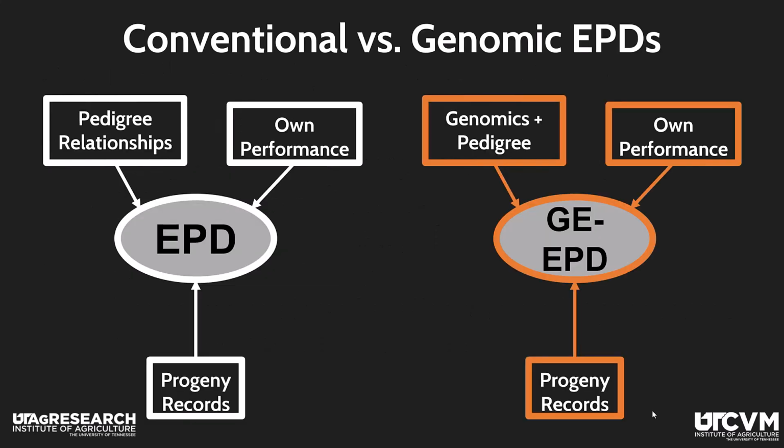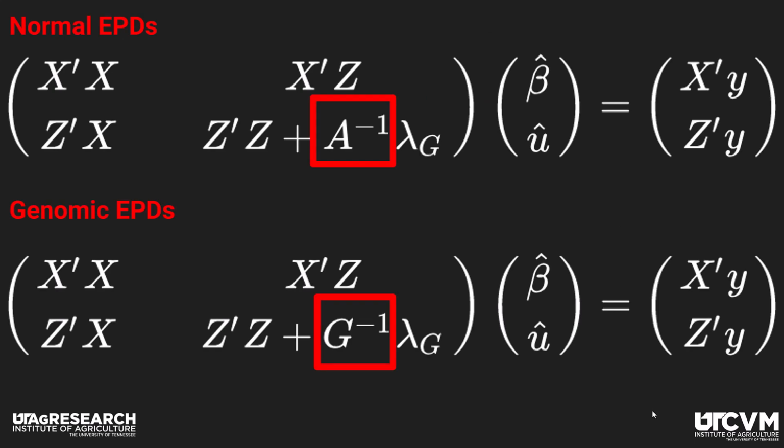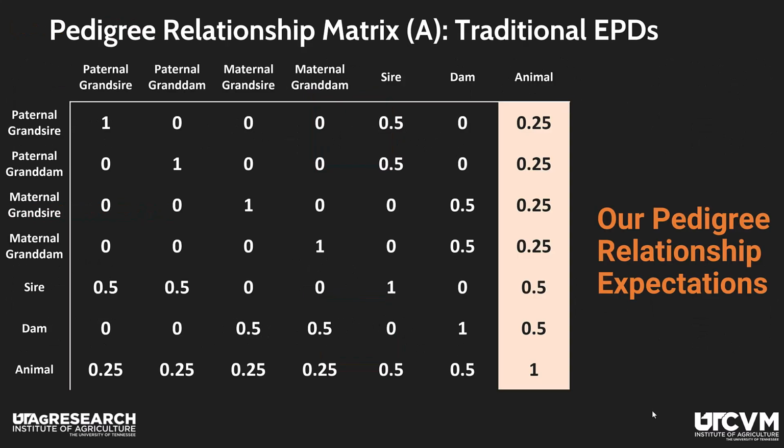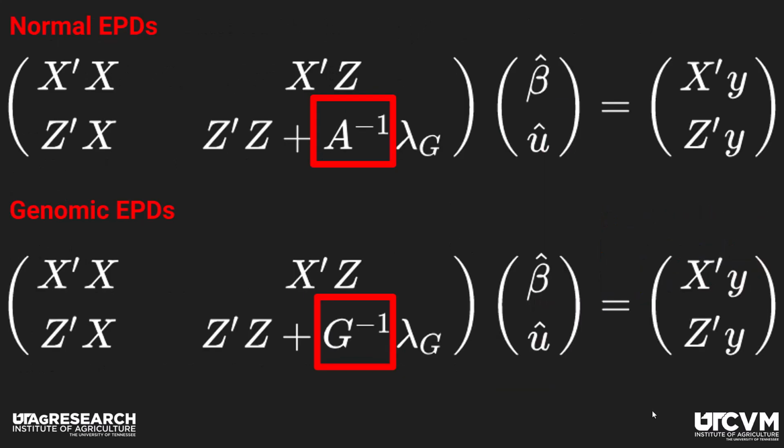So I'll start off with single-step GBLUP. The only change here, you'll notice, we're still having progeny records. We're still having animals' own performance going into the calculation of the EPD. The only difference is that instead of using just pedigree relationships to figure out this covariance between the animals in the population, we're utilizing a combination of genomics and pedigree there. The reality, the only thing that changes in how we calculate a genomic EPD versus a pedigree EPD is how we, again, compensate for that kinship term in the mixed model equations where EPDs come out of.